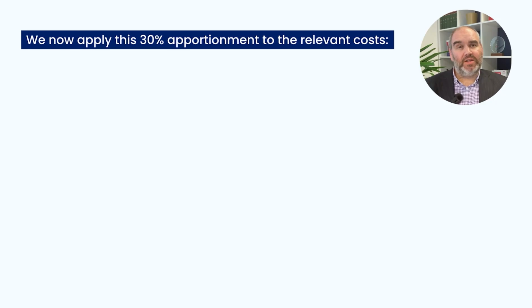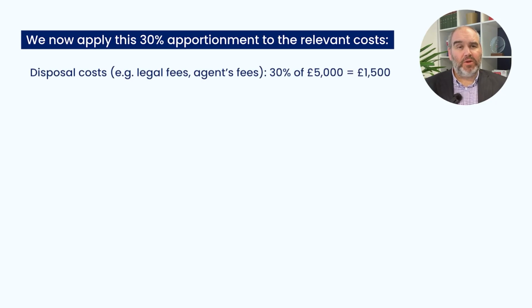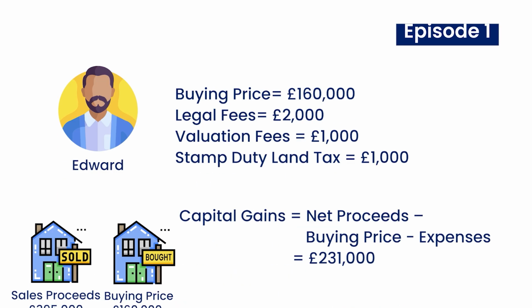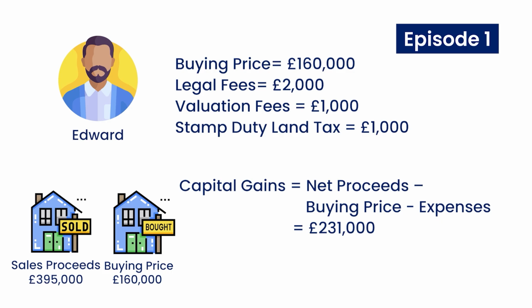We now apply this 30% apportionment to the relevant costs. So the disposal costs, which may include things like legal fees and agent fees, 30% of, say, £5,000 is £1,500. So the net sales proceeds would be £120,000 minus £1,500, which is £118,500.